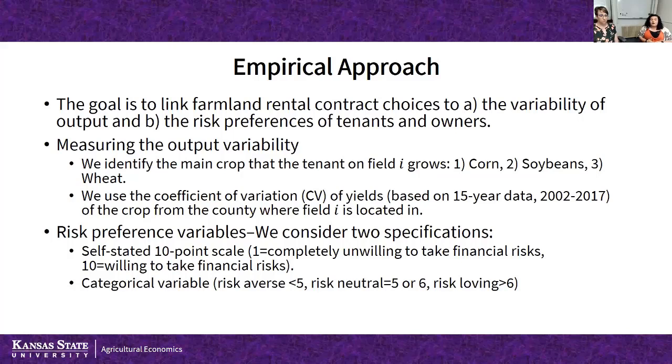We also, in that survey, there was a question that asked both the landowner and the tenants to self-assess their level of risk. So it was a 10-point scale, with 1 being completely unwilling to take on financial risk, and 10 would be willing to take on any and all financial risk. We did 2 different models where one is on that full 10-point scale, and then another where it's categorical. So basically we split them into sections of risk averse being less than 5, which they're not willing to take risk. Risk neutral is 5 or 6, and then risk loving is greater than 6.